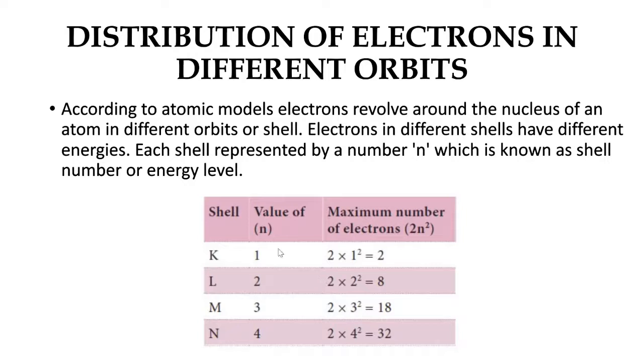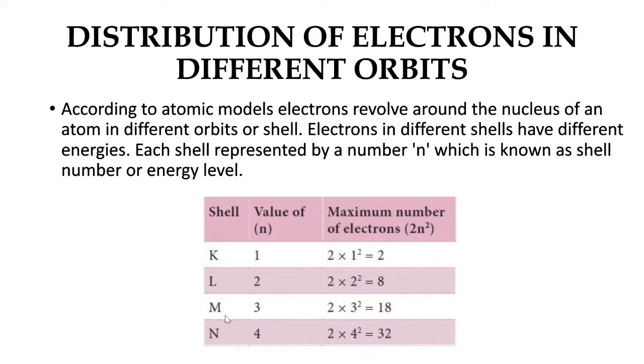So the maximum number of electrons is given by the formula 2n square, where n is the shell number. In the first shell, it can accommodate 2 electrons, that is 2 into 1 square, that is 2. In the second shell, when L is the shell, the maximum number of electrons it can accommodate is 8: 2n square, which is 2 into 2 square, equal to 8.